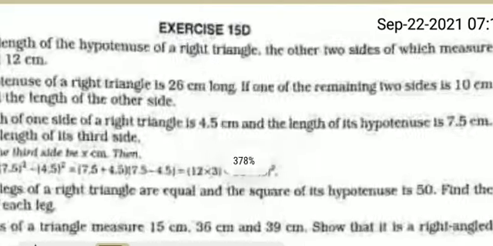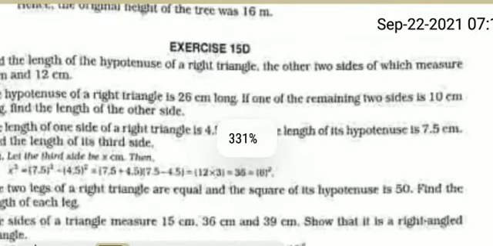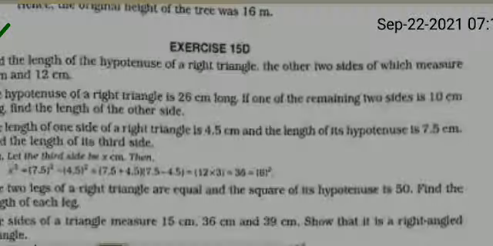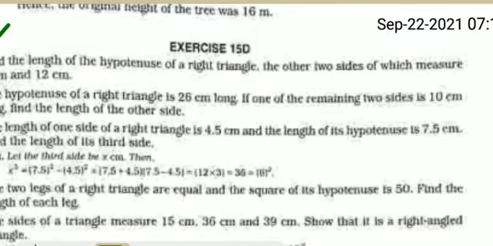Now for today's exercise, exercise 15D, you can see question number 1. Find the length of the hypotenuse of a right triangle, the other two sides of which measure 9 cm and 12 cm. Friends, here you have to find the hypotenuse of the right triangle. First of all, I am going to show how we will do this. Question number 1. So this is a right triangle, suppose.